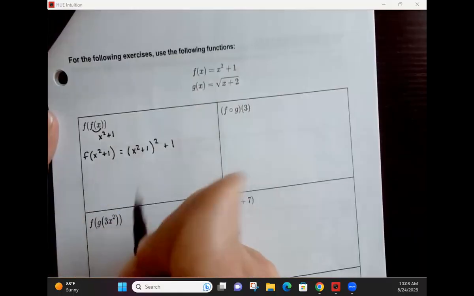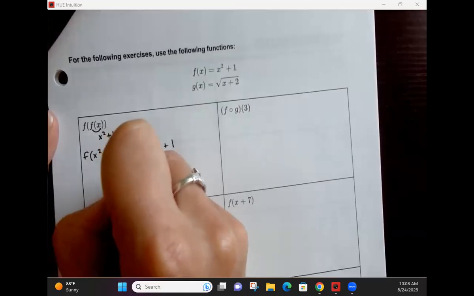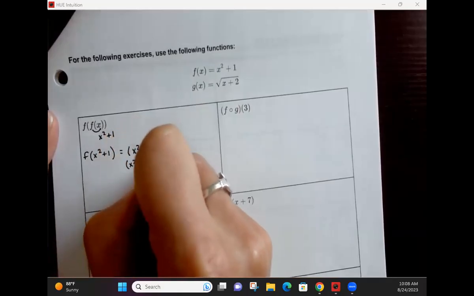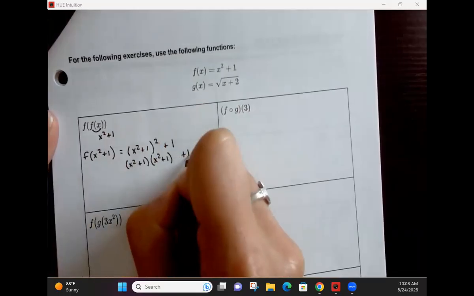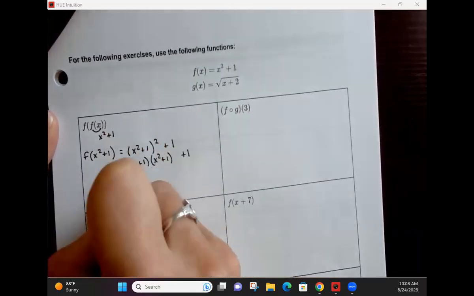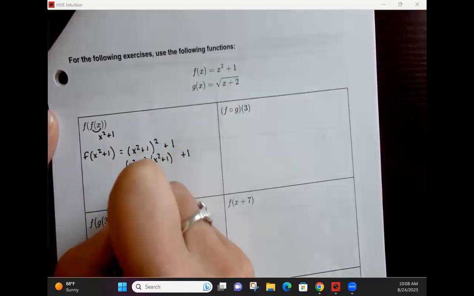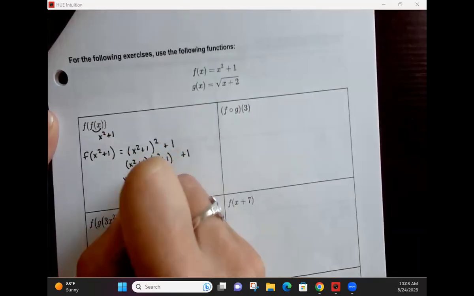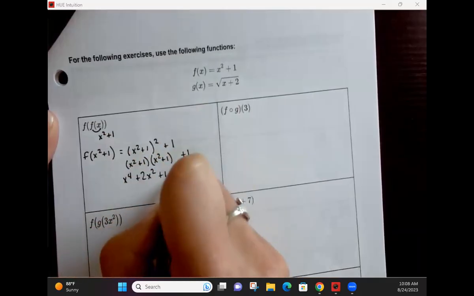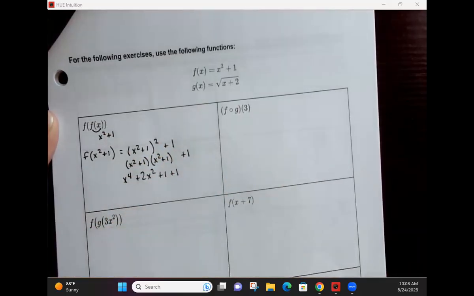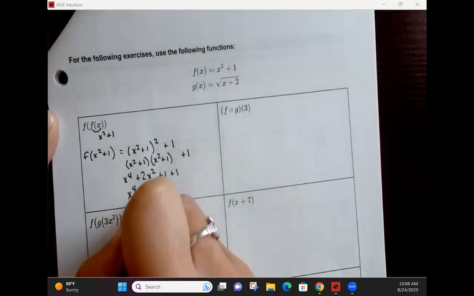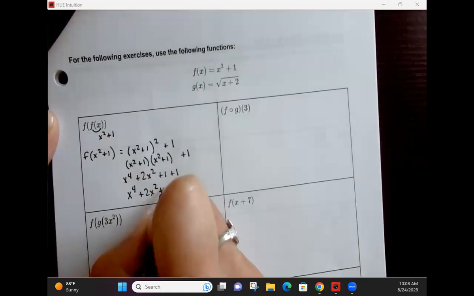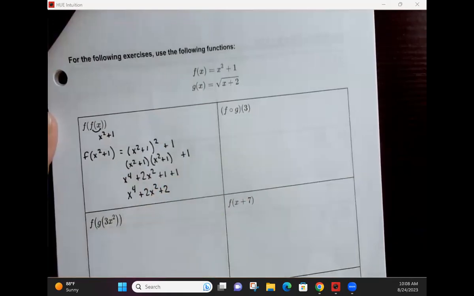Again, I've got a binomial here, so remember that you are distributing. So this would be x to the 4th plus x squared, so 2x squared plus 1 plus 1. So you get x to the 4th plus 2x squared plus 2.